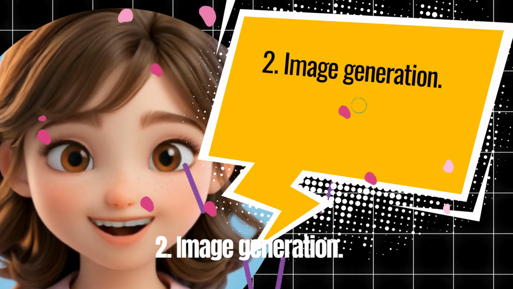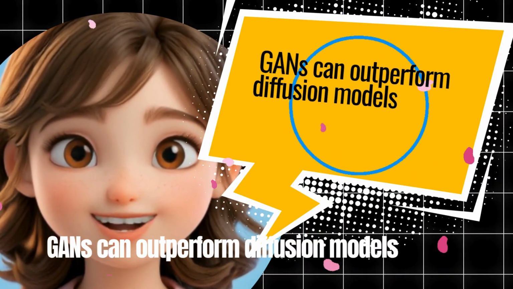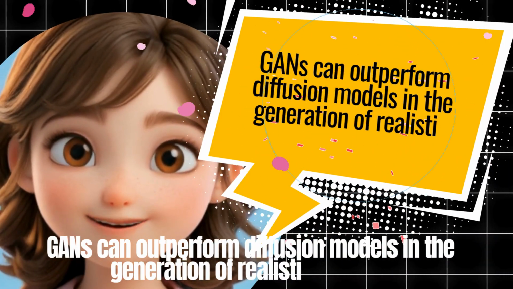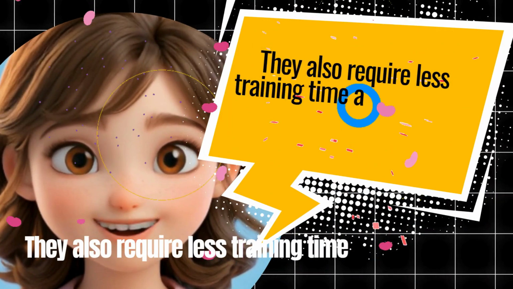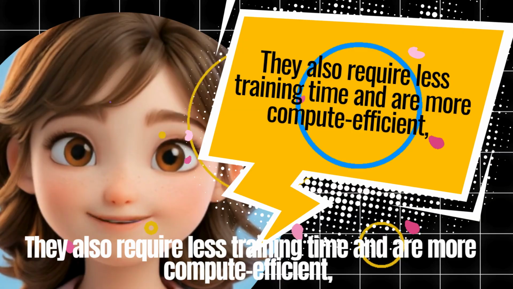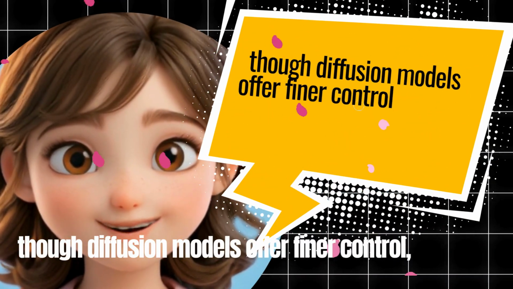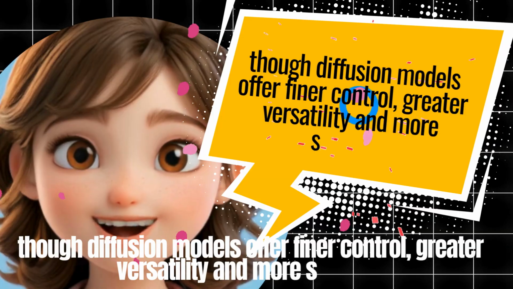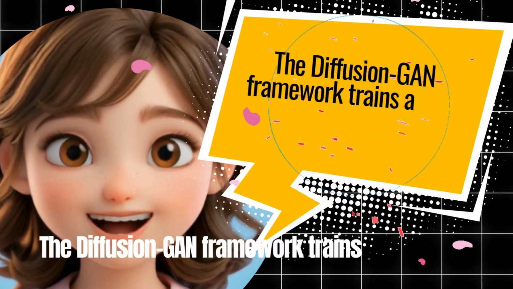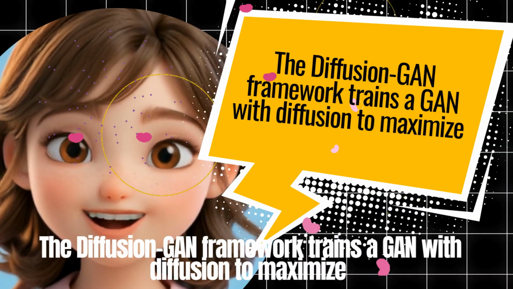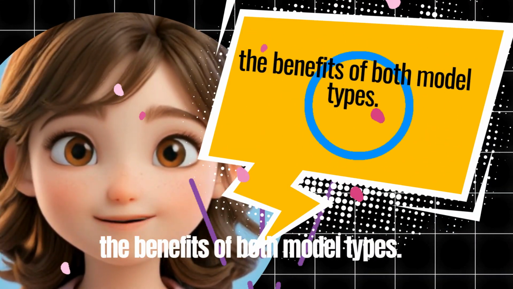2. Image generation. GANs can outperform diffusion models in the generation of realistic images. They also require less training time and are more compute efficient, though diffusion models offer finer control, greater versatility, and more stability. The diffusion GAN framework trains a GAN with diffusion to maximize the benefits of both model types.